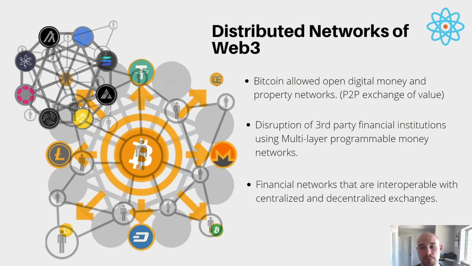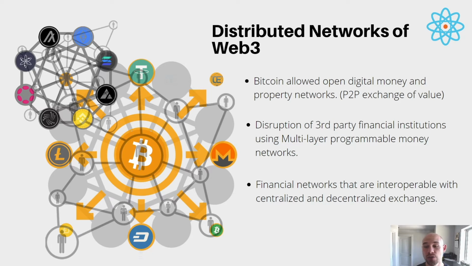Distributed networks of Web3. So Bitcoin really allowed open digital money and property networks, peer-to-peer exchange of value. Bitcoin, for many reasons, was kind of the discovery of the ability to make an open source protocol that anybody can contribute to, and it's a monetary network for the internet that's fair, decentralized, and democratized. And so really Web3 is because of Bitcoin. Like Bitcoin made Web3 possible. It wouldn't be possible without Bitcoin. So it's very important that if you're new to cryptocurrency, that you start with Bitcoin and really dig deep into Bitcoin and realize that that's really the true settlement layer for this monetary network on the internet.